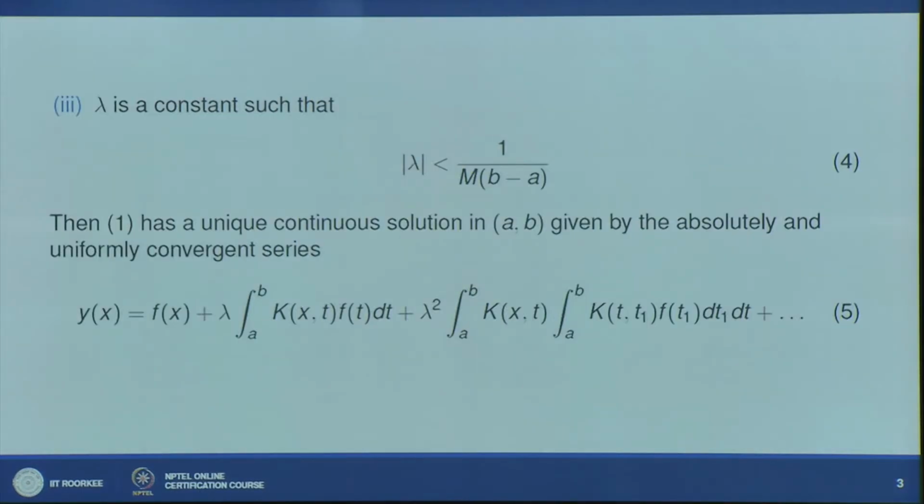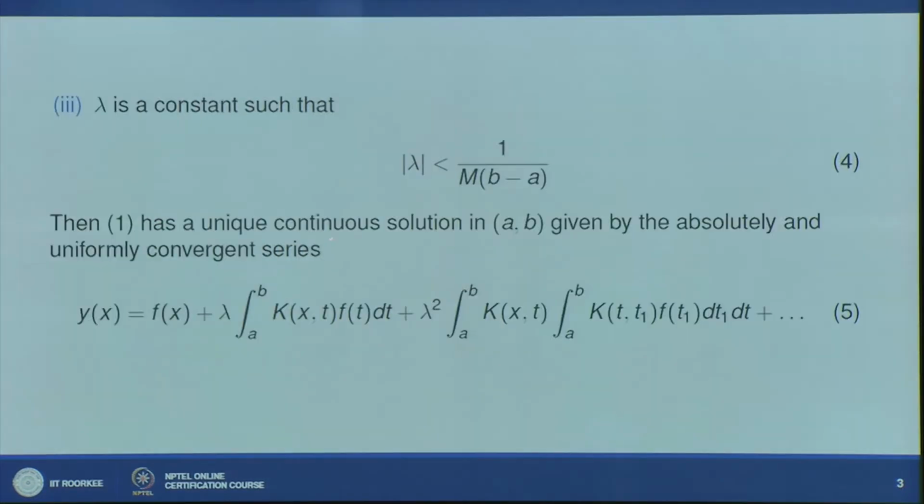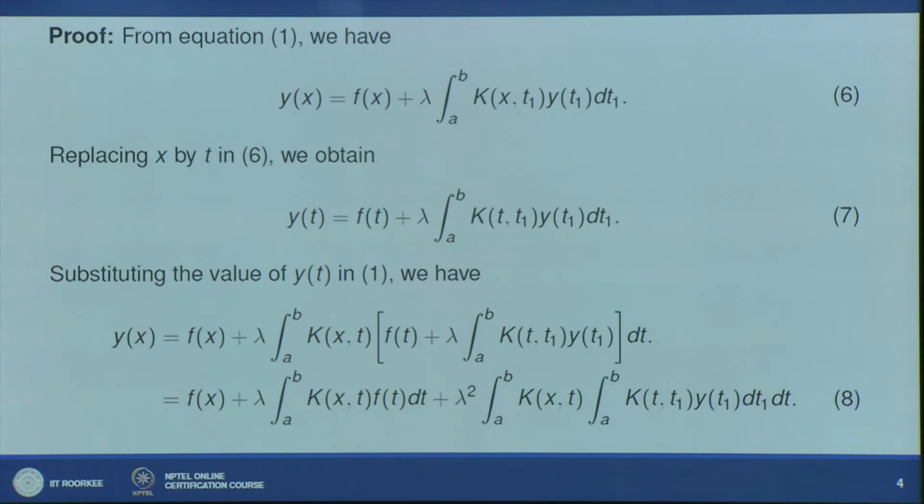Under this condition we will show that our Fredholm integral equation 1 has a unique solution in the interval a,b, and it is given by this infinite series, which is an absolutely and uniformly convergent series. If you look here, it is a series given in terms of lambda. So let us try to prove it here.